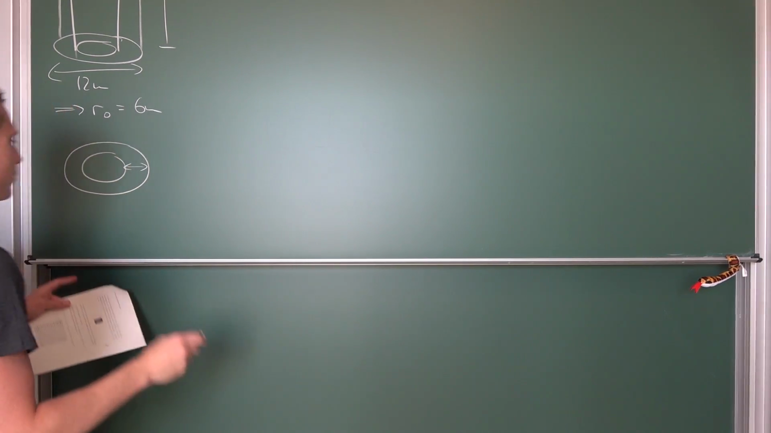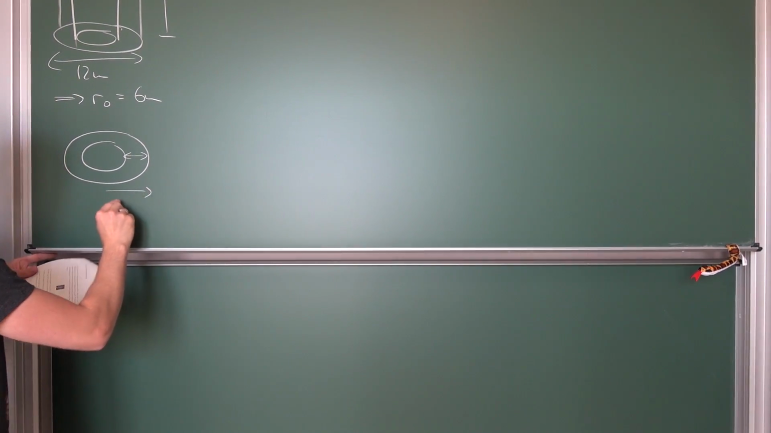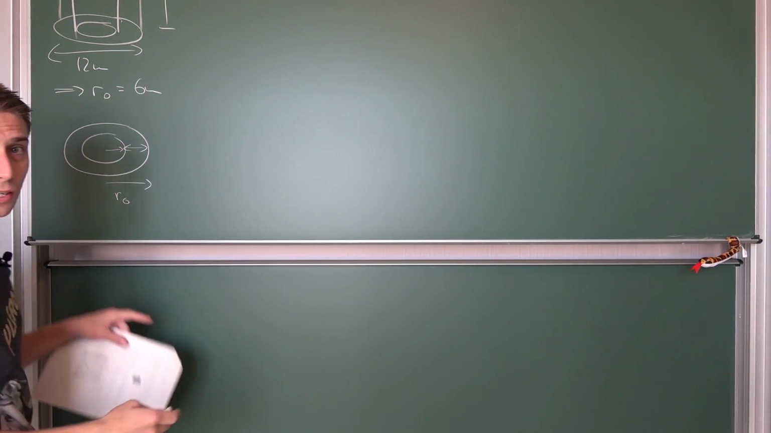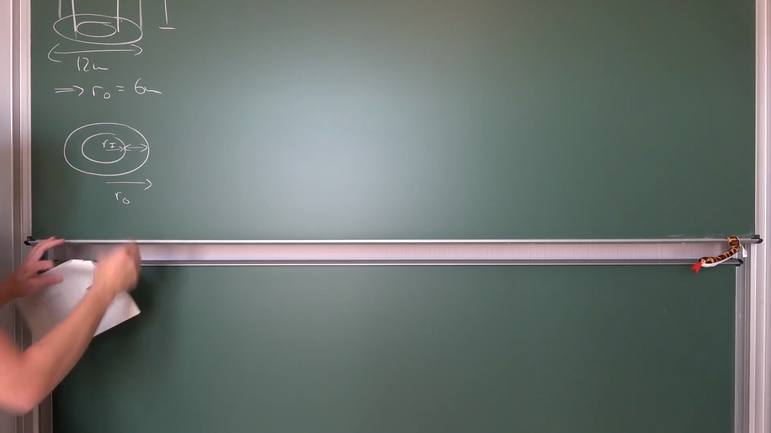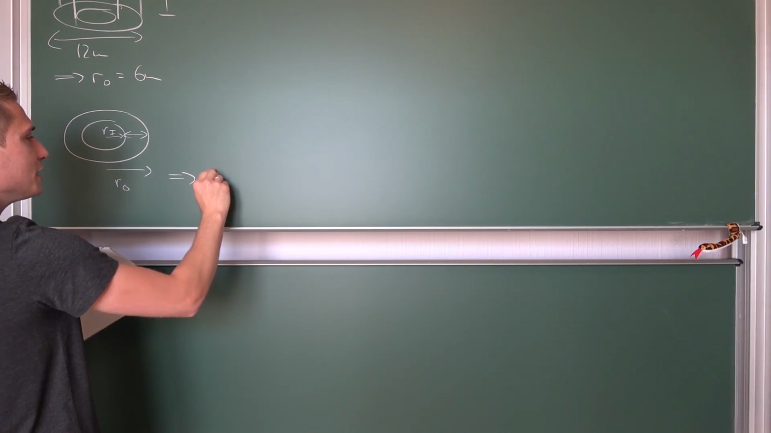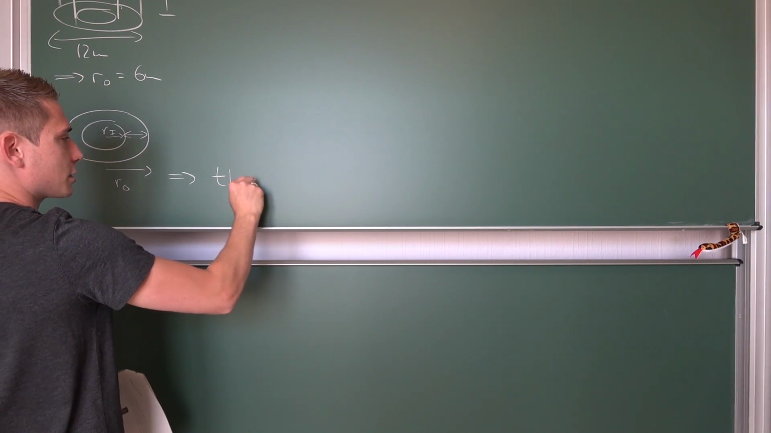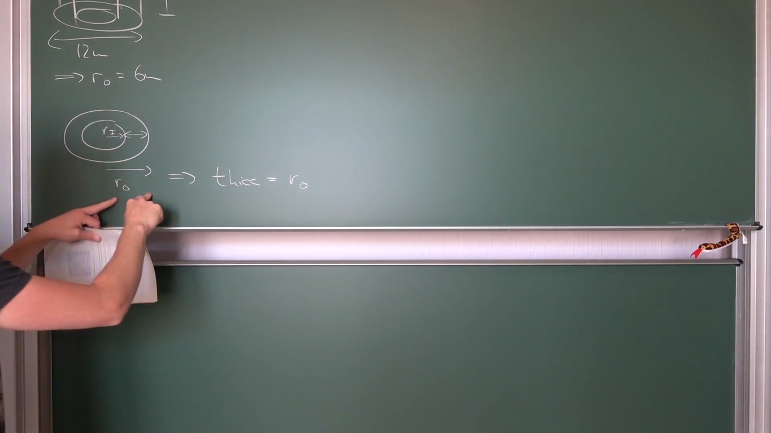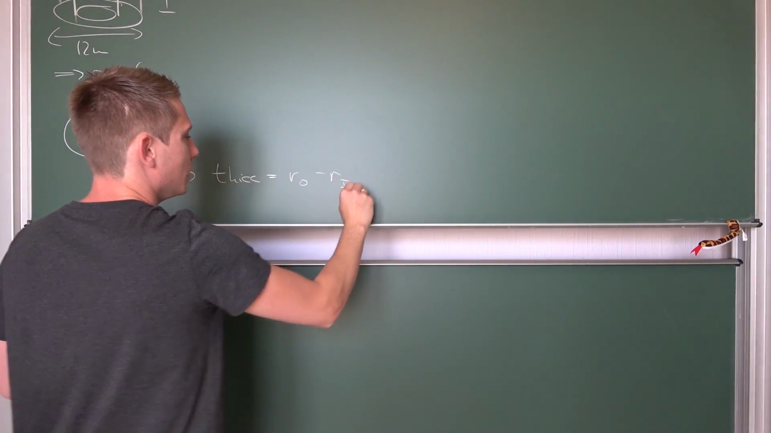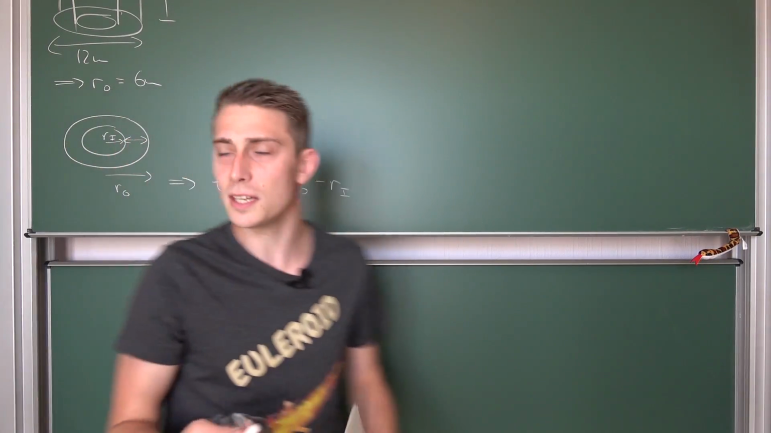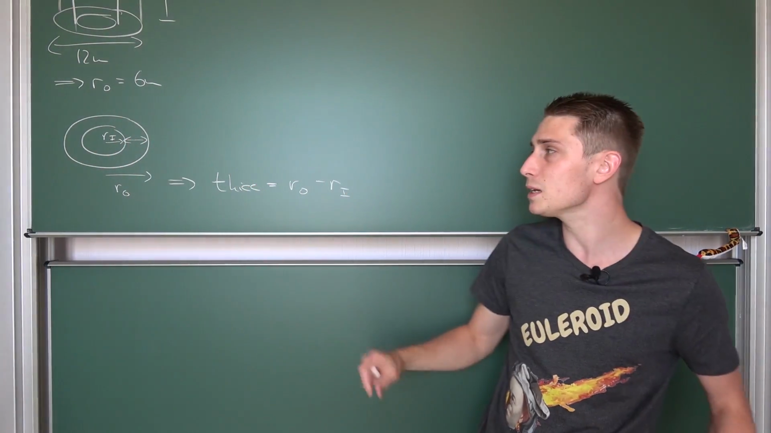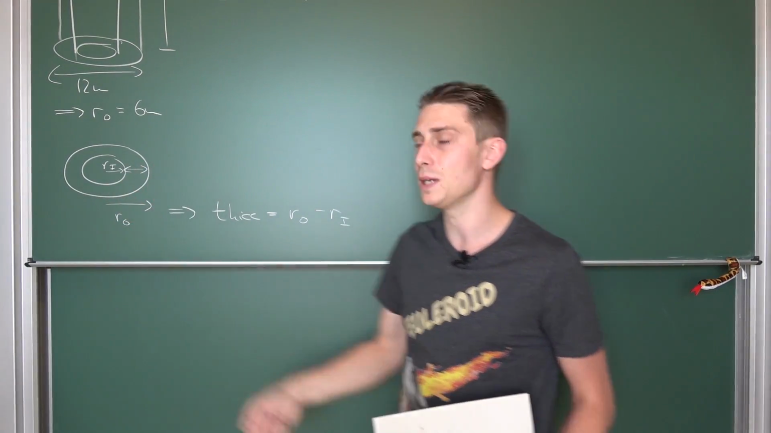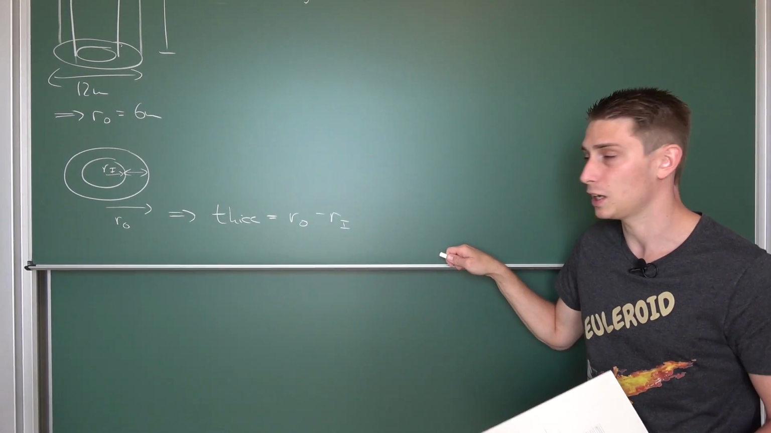But how can we calculate something like this? The only thing we have given is the outer radius. But what we also need is the radius of the small cylinder, the inner radius, Ri. And thus our thickness, I'm going to call it T, is just going to be the difference of the outer radius and our inner radius. So if our outer radius is 6 meters and our inner radius is 1 meter, then 6 meters minus 1 meter is going to give you 5 meters thick brickwork. So this is what we need to calculate.